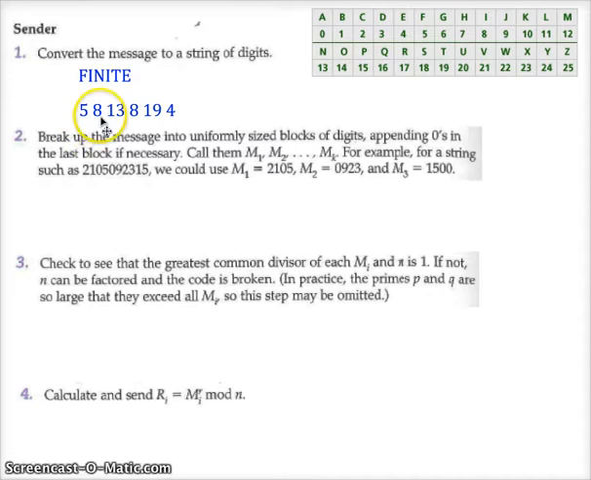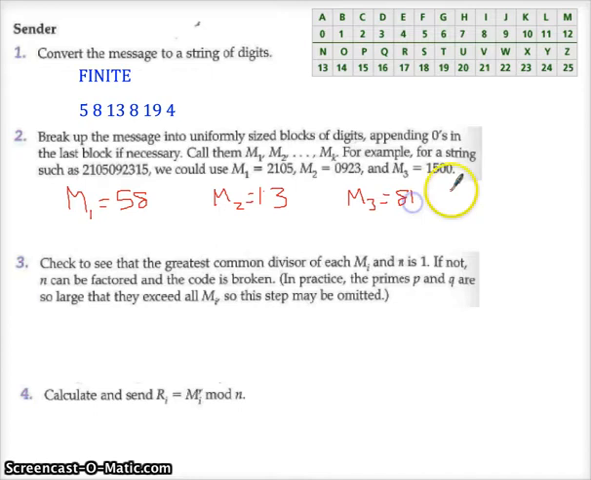So let's just start by breaking these into blocks of 2. I could do 3, but then if I ever have a 9 in the hundreds place, it could be a problem. So I'm just going to do blocks of 2, and it'll look like this. M1, we're going to call 58. M2, we'll call 13. M3 is going to be 81. And then M4 is going to be 94. Okay.